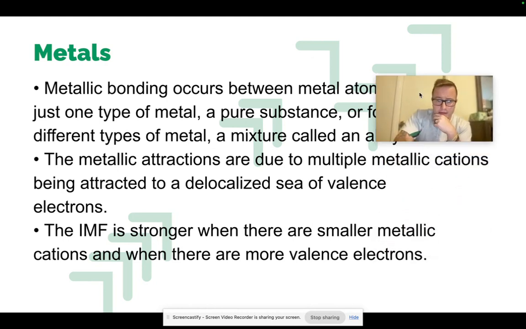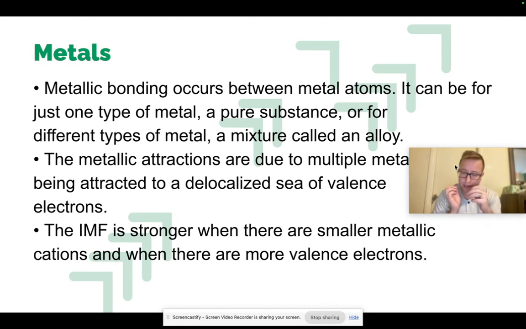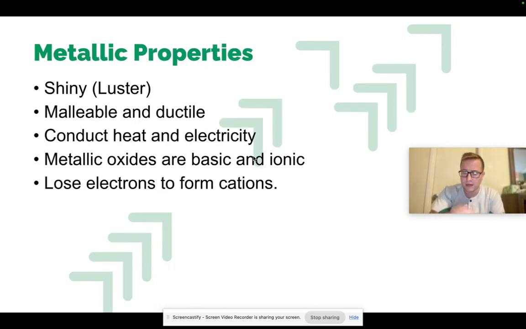The IMF is stronger when there are multiple smaller metallic cations and when there are more valence electrons. Okay? The IMF is stronger when there are smaller cations. There are more electrons. You have more charge. Here's a picture of a metal. You have all of your cations, positive metal ions, and around them is just a flood of electrons. Okay? Lots of electrons. This is a sea of moving electrons.